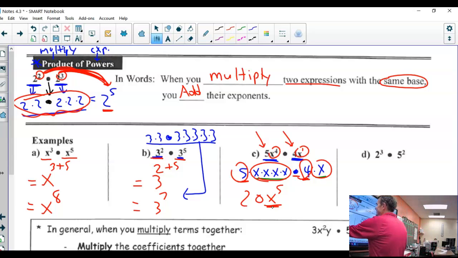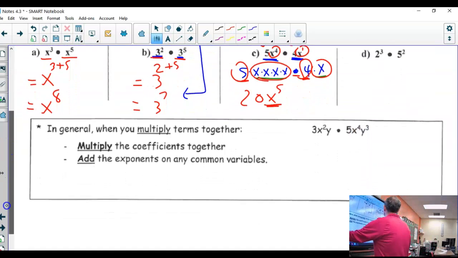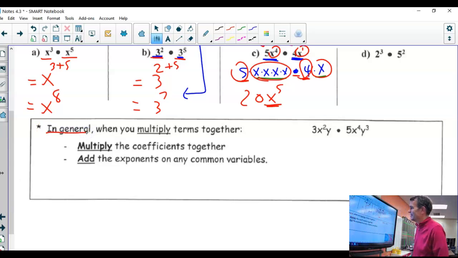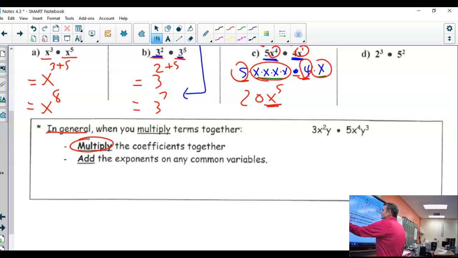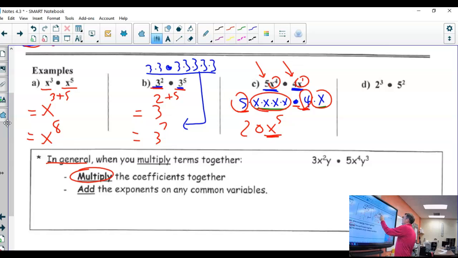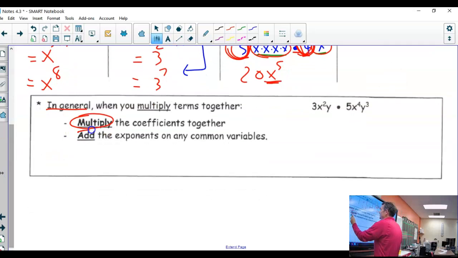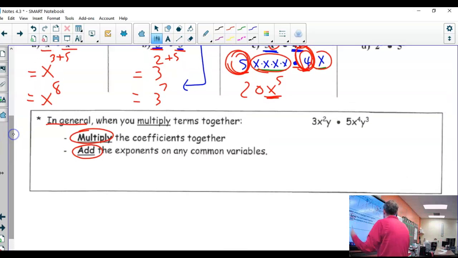And before I do letter D, let's look at what it says here. So in general, when you multiply terms together, you can tell from the last example I just did, you multiply the coefficients together, like I did up here. I multiplied the 5, where is it? And I multiplied the 4. But you add the exponents on any common variable. I added the exponents together.